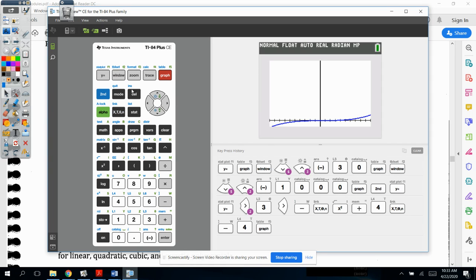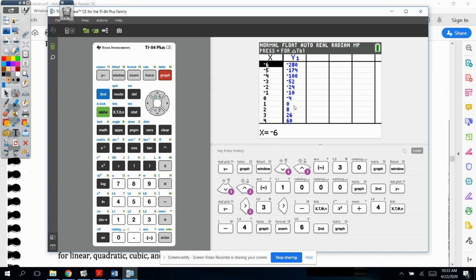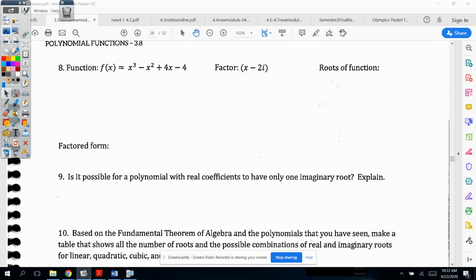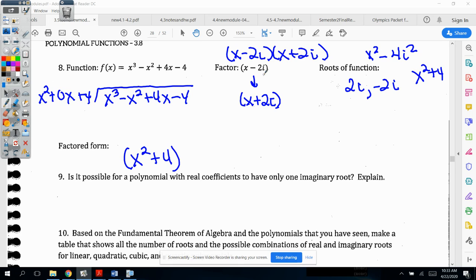Oh, my graph's a little messed up here. Zoom 6. Go back to that normal zoom if we can. Okay, yeah. So the wiggle around here usually tells you there's an imaginary. It looks like it's at 1. If I go to the table, I can confirm that it is at 1. You could do second calculate, zero. 1 is the last root, which means that x minus 1 is the last factor. If you divide this out, you'd also get x minus 1.